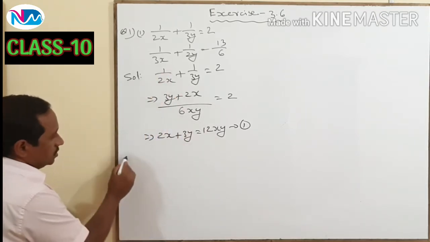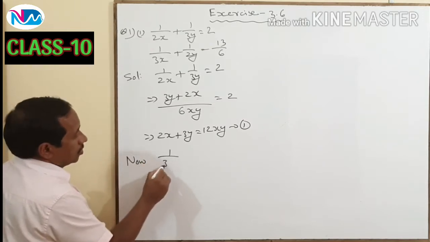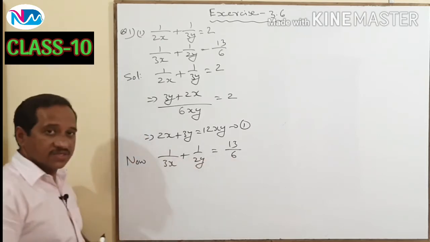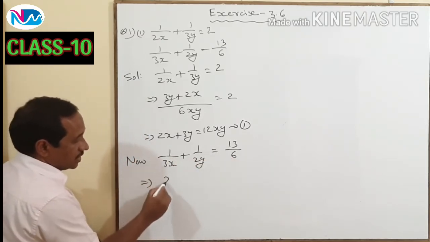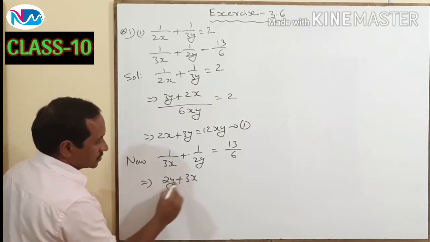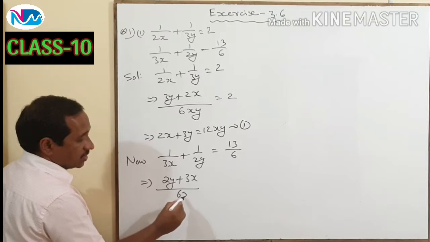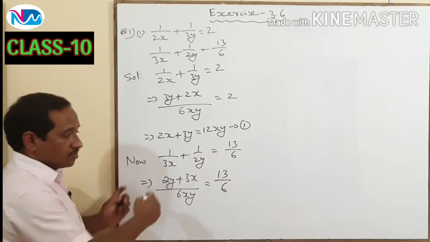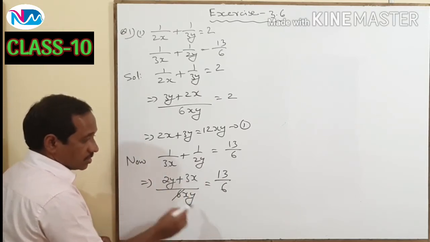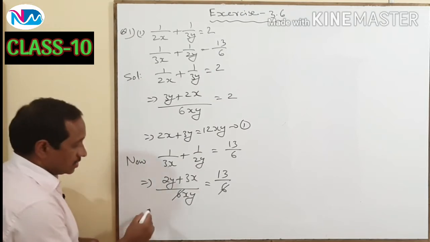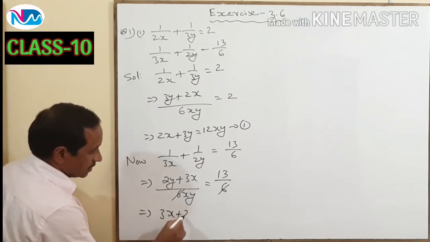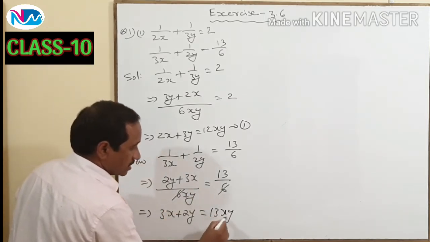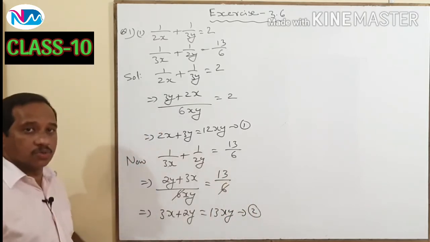Similarly, I take the second equation: 1 by 3x plus 1 by 2y is equal to 13 by 6. Simplifying the LHS, 2y into 1, 2y plus 3x, whole divided by 3x into 2y, 6xy, is equal to 13 by 6. Now from the LHS and RHS, the denominator 6 will be cancelled, and as a result we are getting 3x plus 2y is equal to 13xy, which is equation number 2.